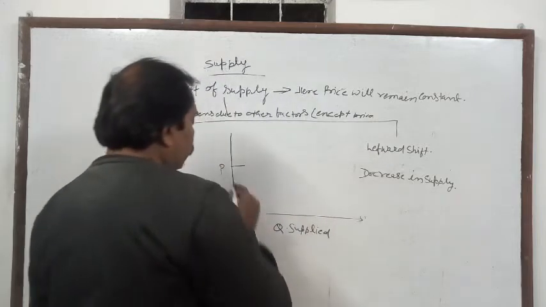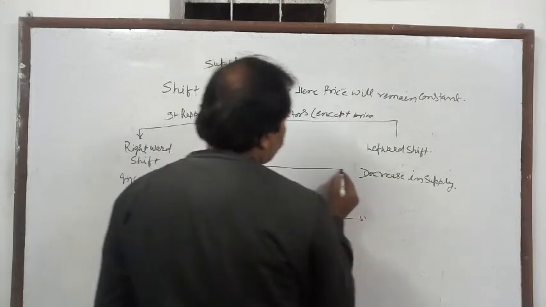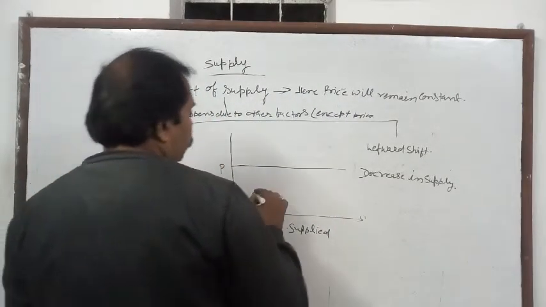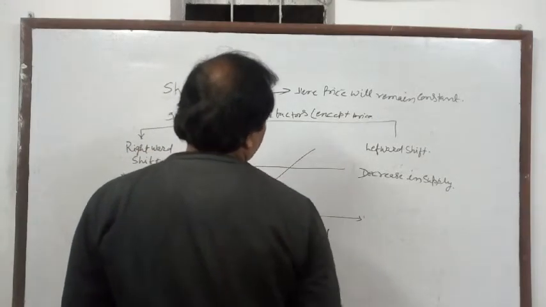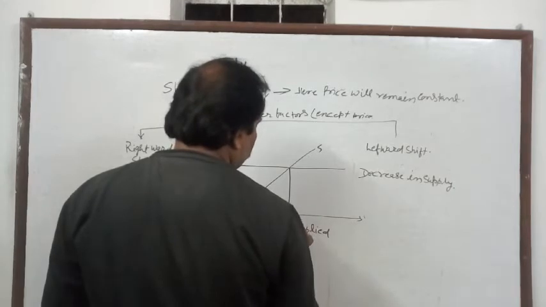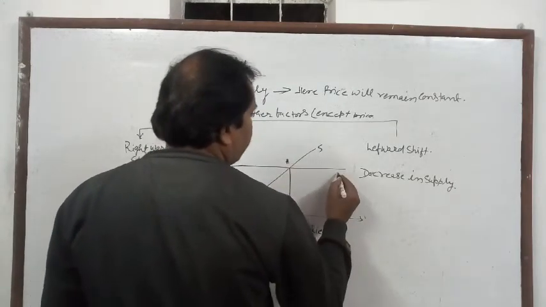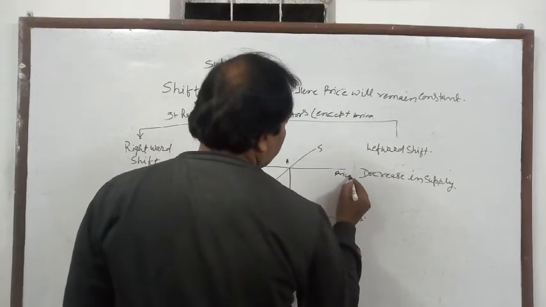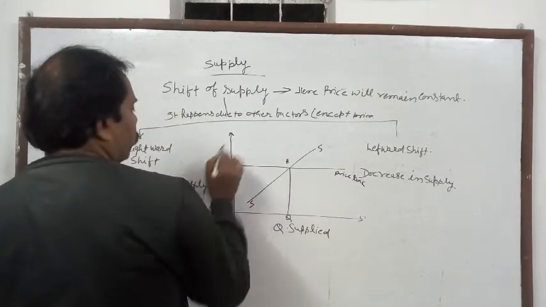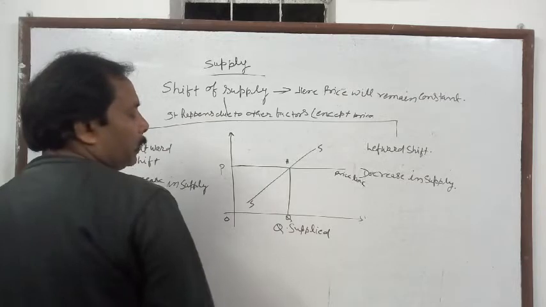Quantity supplied. OP is the price which is constant, and that's why it is a straight line. Okay. Let the initial supply SS mean OQ, because the supply line intersects the price line at point A, and that's why I have determined the OQ quantity supplied.